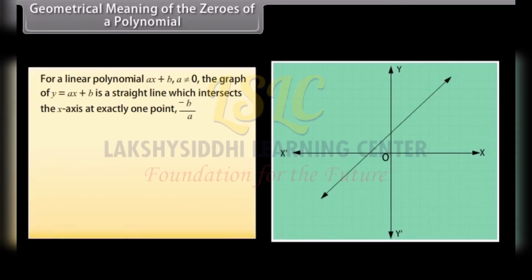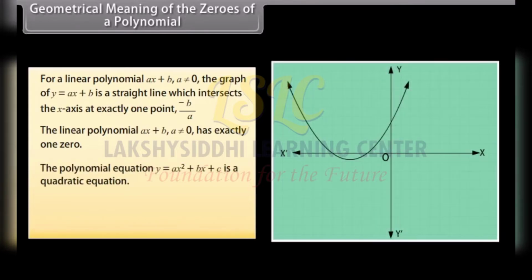Geometrical meaning of the zeros of a polynomial. For a linear polynomial ax plus b, a is not equal to 0, the graph of y is equal to ax plus b is a straight line which intersects the x-axis at exactly one point, minus b upon a. Therefore, the linear polynomial ax plus b, a is not equal to 0, has exactly 1 0. The polynomial equation y is equal to ax square plus bx plus c is a quadratic equation. The graph of a quadratic equation is a parabolic curve.